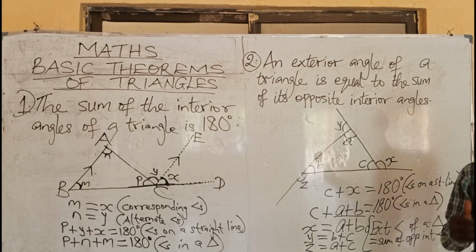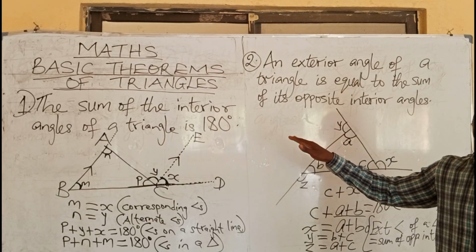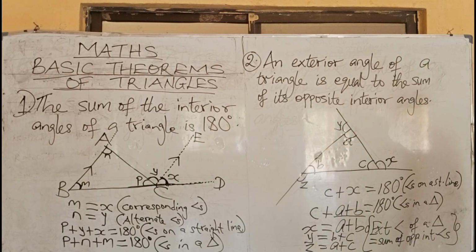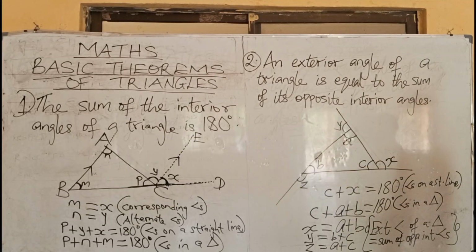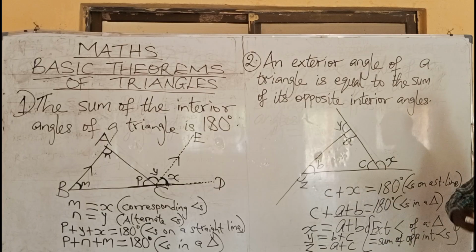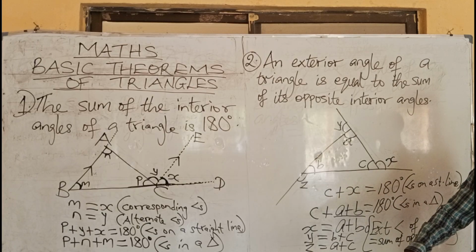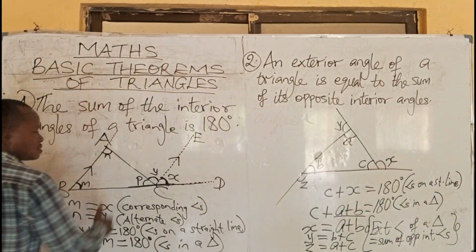Now, these are the two basic theorems of triangles. There are some other things I would like to explain so that when we begin to solve questions on the basic theorems of triangles, you will not find it challenging. I want to talk briefly on equilateral triangles and isosceles triangles because they have some minor theorems under them. So let's look at those things.